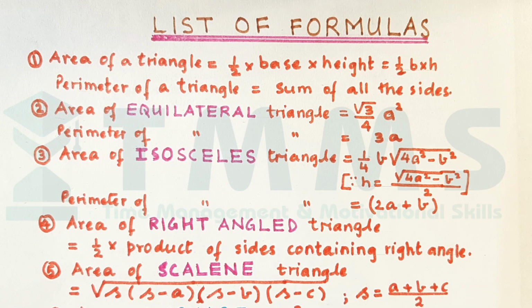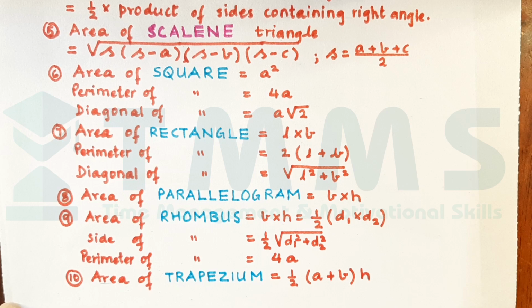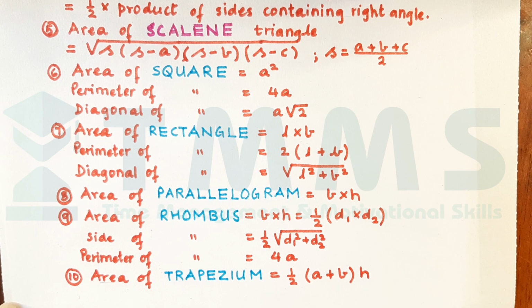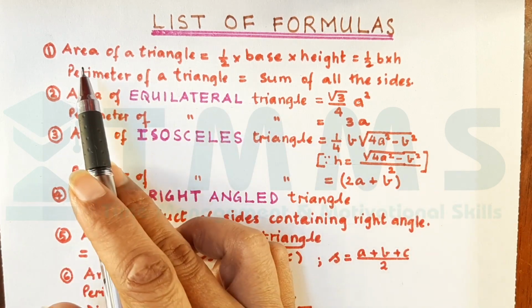So here is the list of all the formulas. Pause the video and make sure to note down all the formulas, or simply take a screenshot of it. Read it every day so that you will not forget them. Okay? Now here are the formulas of all the quadrilaterals. You can see the area of square, rectangle, parallelogram, rhombus and trapezium. Now let me just quickly run through the formulas.